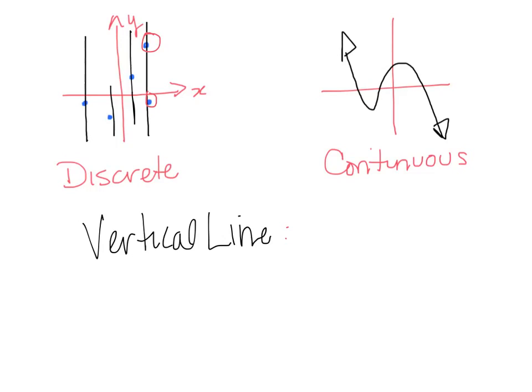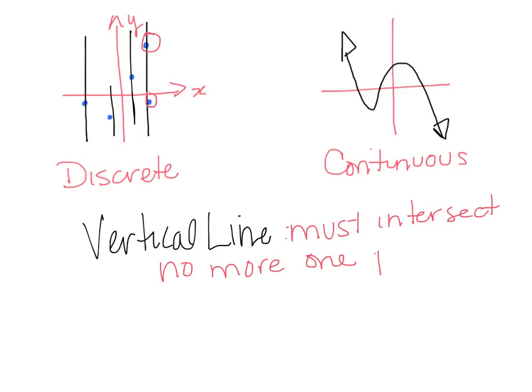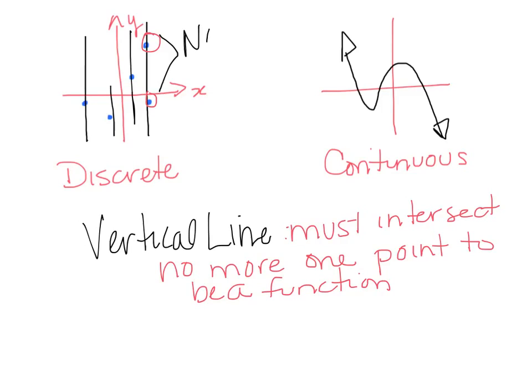So the vertical line must intersect no more than, it can intersect 0, but no more than 1 point to be a function. Okay, so this one is not a function because of these two things right here, not a function.